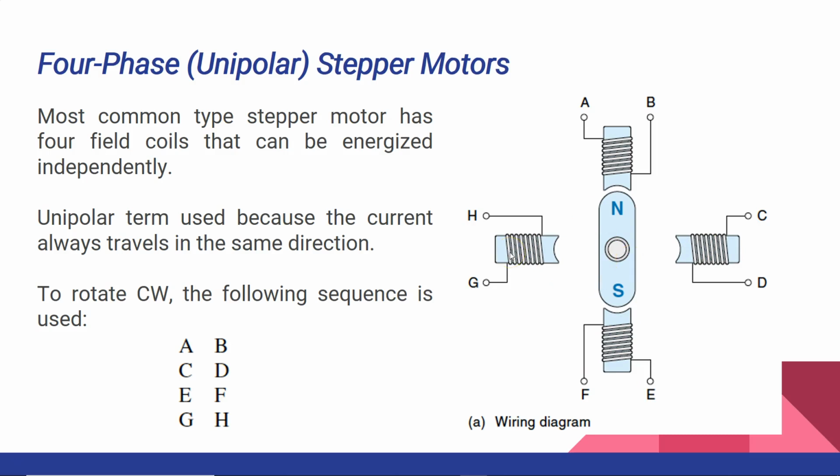Now in this, if you want to rotate the rotor in a clockwise direction, then you can just follow this sequence by energizing AB coil. Then it will be in this position, which is where it is currently. And then if you energize CD, it will move and align towards this coil, and then so on.